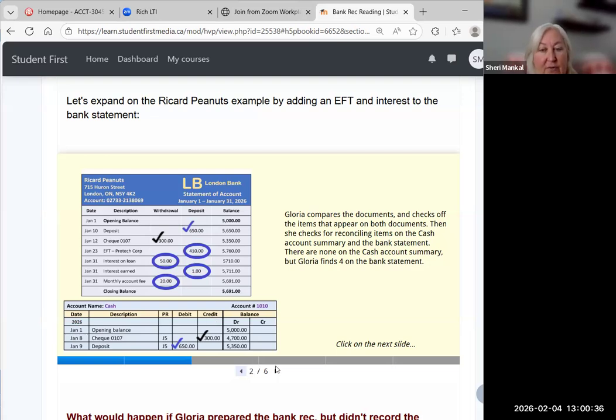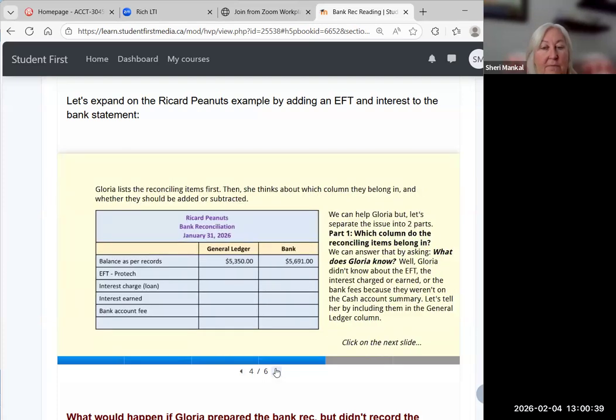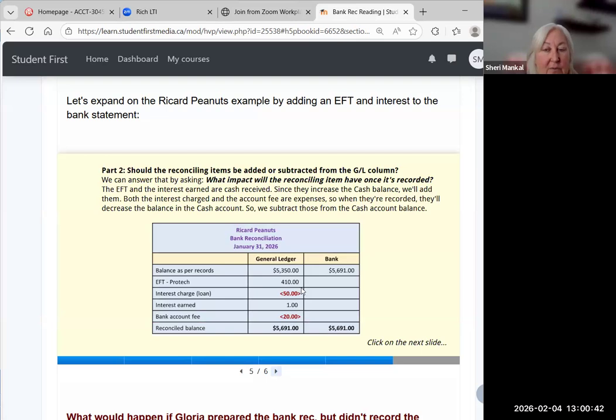Okay, so if we go back over here, you can see that this is a deposit. We're going to add that in. The interest earned is a deposit. We're going to add that in. The interest fees and the bank account fees or the service fees are both going to be subtracted. So in the end, when we take what we had in our cash account, we add in those two deposits, we subtract those two fees. Our balance is now $5,691, which is the same as what the bank statement says, which means we have balance. We've reconciled both of our accounts. They have the same balance.